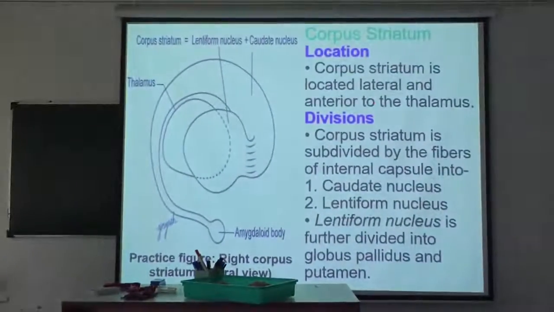Now we will discuss the corpus striatum in detail. Corpus striatum is located lateral and anterior to the thalamus.